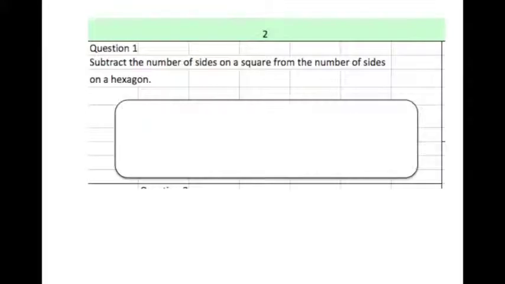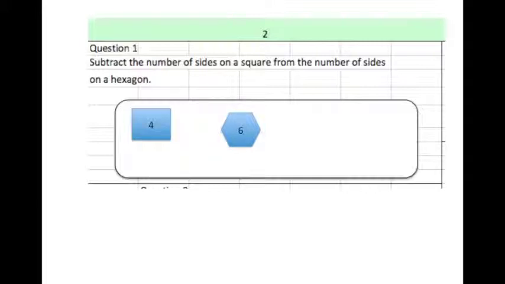Question 1. Subtract the number of sides on a square from the number of sides on a hexagon. Here's a square, and a square has 4 sides. A hexagon has 6 sides.